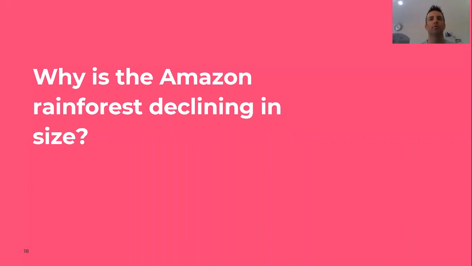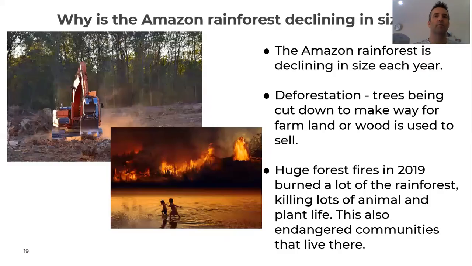However, the Amazon rainforest is declining in size, and that means that it's getting smaller, and that's a problem that can be quite dangerous. So let's have a look at some reasons why. Now you can see some pictures there that give you some reasons why the Amazon rainforest is getting smaller. And sadly, it's declining in size each year. So thousands of square miles of rainforest are being destroyed each year.